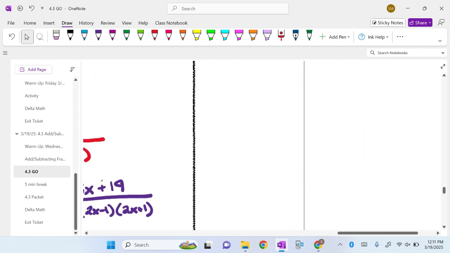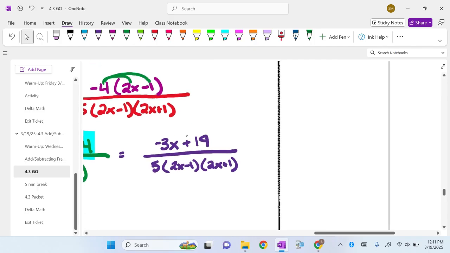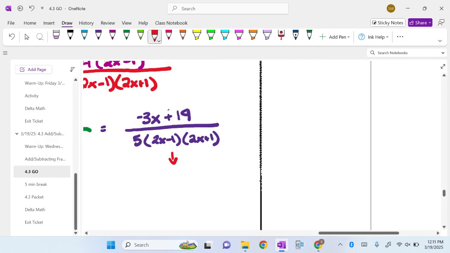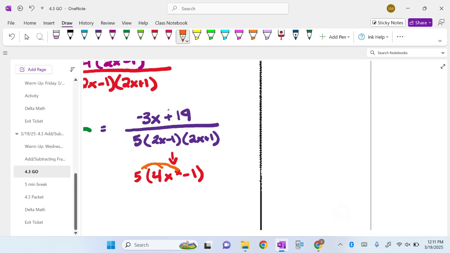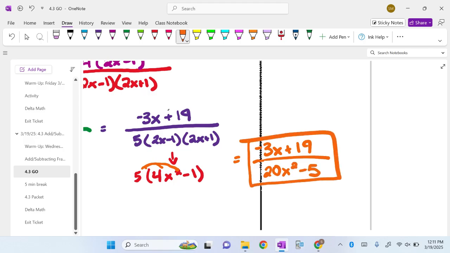So all we have to do is 4x squared minus 1 all times 5, and that's just an easy distribution. So my final answer is negative 3x plus 19 all over, what's my denominator now? 20x squared minus 5. And I'm done.